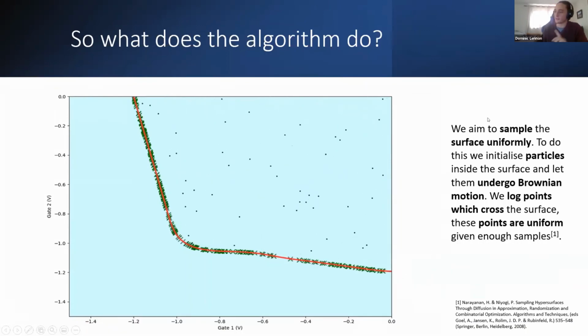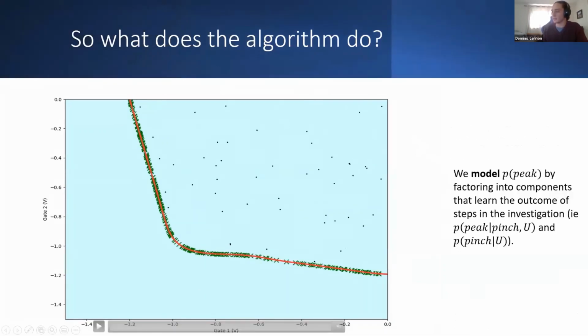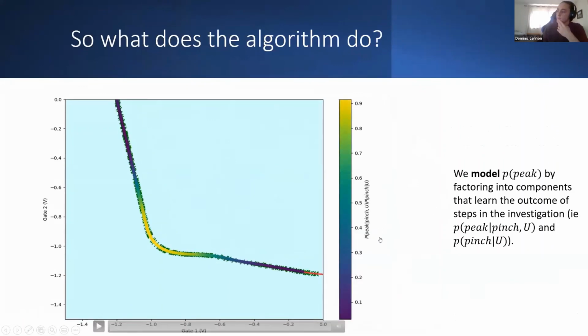Yes, so that gives us uniform samples on this surface. And we basically have a list of points that are directions that are interesting. We then have another set of Gaussian process models that model, for example, the probability of a pinch given a direction, and the probability of a peak given a pinch in a direction. And we multiply these together, and that effectively gives us a way of getting to the probability of a peak. But we have these separable models that are all being trained on different parts of the investigation steps.